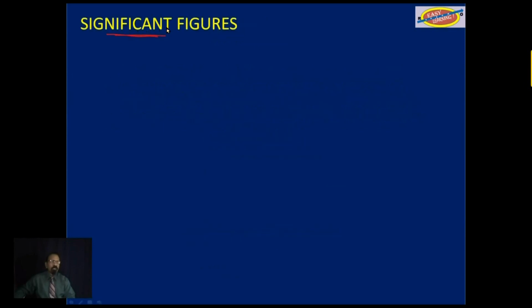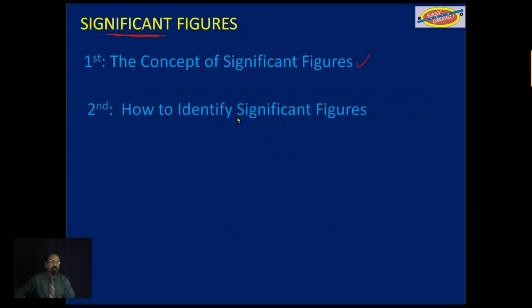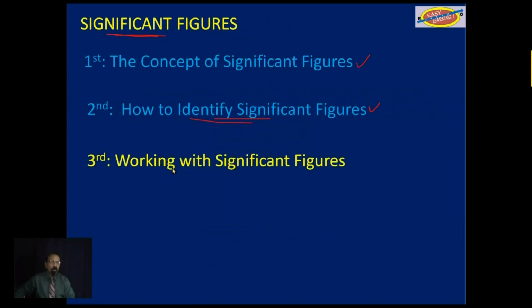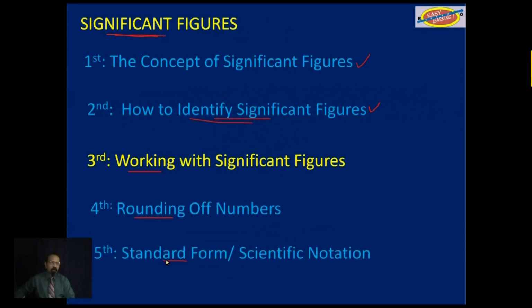Significant figures. We are still on significant figures. We already dealt with the concept of significant figures. We already talked about identifying significant figures and the uncertain digit. And now we will be working with significant figures. After that, we will look at rounding off of numbers and then standard form and scientific notation before we actually get into the formulae used for physics.